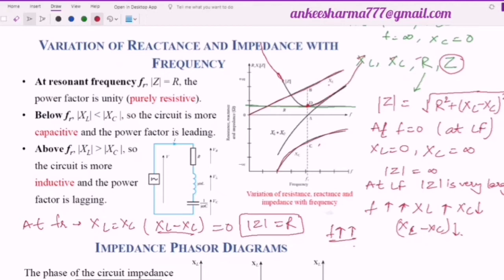So these are the few curves that are important, and on the basis of this we can have a few conclusions. First one is at resonant frequency, magnitude of Z is equal to R. This is all we have discussed.